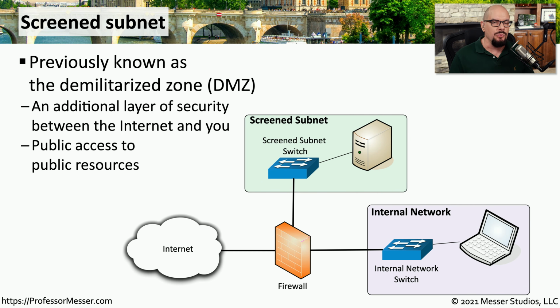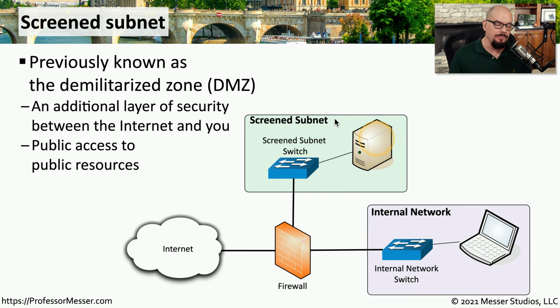There may be times when you have resources on your local network that you'd like to provide to the rest of the internet, but you don't want the internet to have direct access to your internal network. Instead, you want to create a middle ground. We used to refer to this as a DMZ, or demilitarized zone. Today, we refer to it as a screened subnet. Here's an example of an internet connection with a firewall, and you can see the internal network with all of your internal resources are located on a protected subnet.